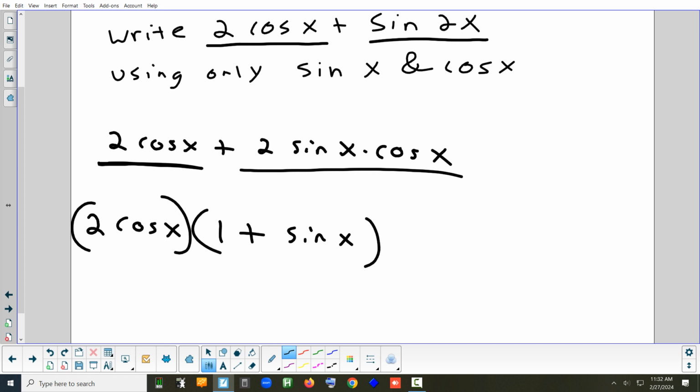So that's where we're going. The left side would just be cosine x equal to 0 because of its multiplication there. Right, it would end up essentially being cosine x equals 0 and 1 plus sine x equals 0. And now you're going to get x by itself in both of those.